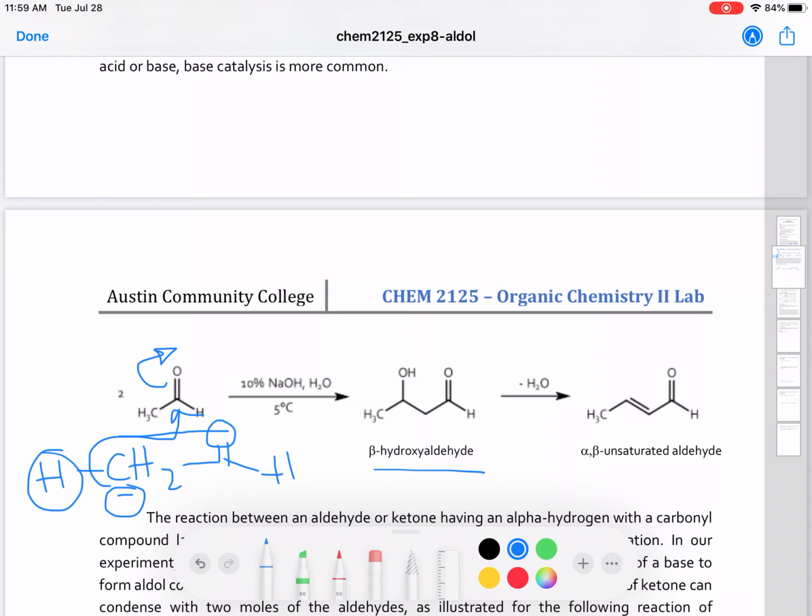Then, when you remove the water molecule, you have a hydrogen here, and the base can take up this hydrogen and leave a water molecule, giving you an alpha, beta-unsaturated aldehyde. When it comes to this point, we call it an aldol condensation. First it does the condensation, the mixing of the two aldehyde groups, and then it removes a water molecule to complete the process, giving the alpha, beta-unsaturated aldehyde.